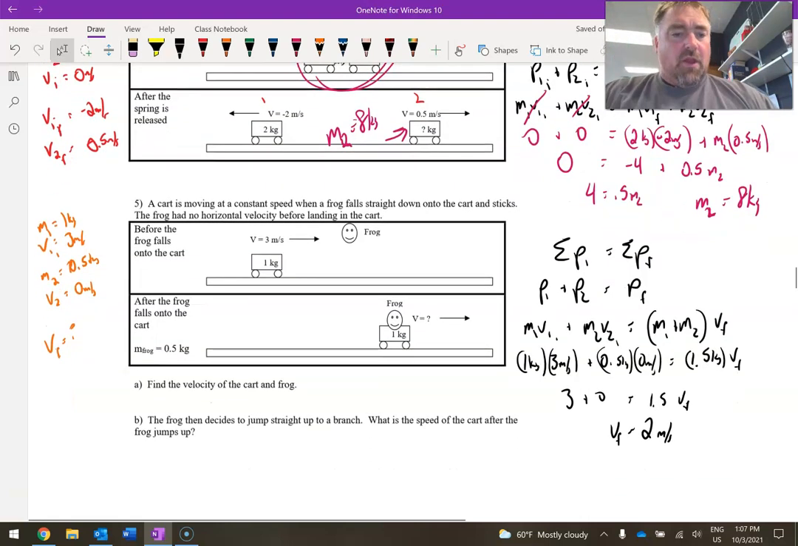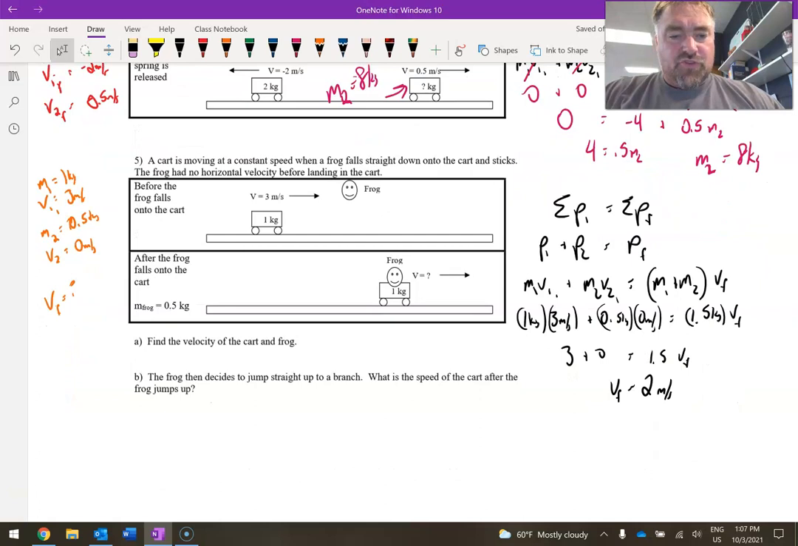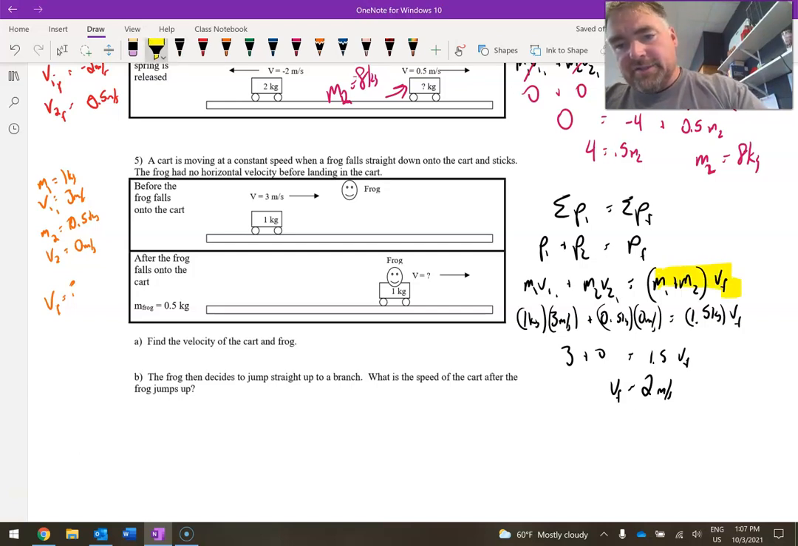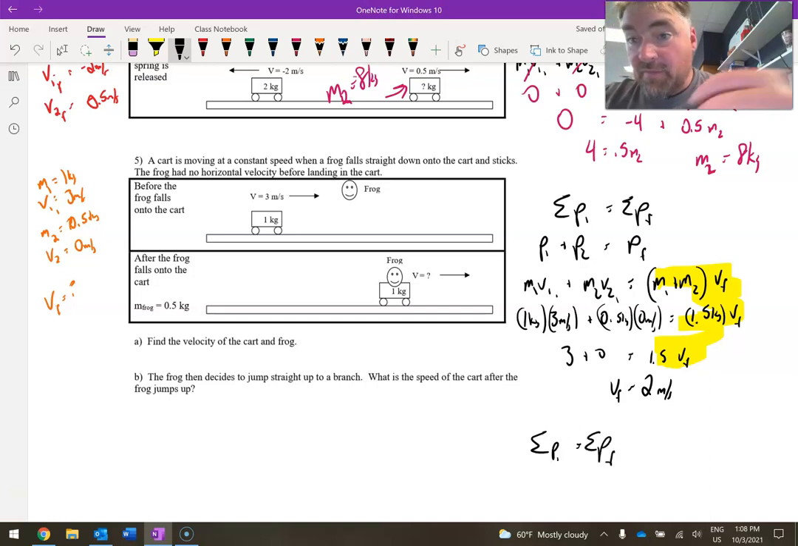Yep. All right, then part B, the frog decides to jump straight back up to a branch. Find the speed of the cart after the frog jumps up. Okay, so again, we can talk about this initially. So hang on. If we highlight this, this is what it was. Okay, this is what it was before the frog jumps back up, because it was there. So we do know the V final. So I can do my sigma P initial equals sigma P final again, except now my initial is when the frog and the cart are still together.